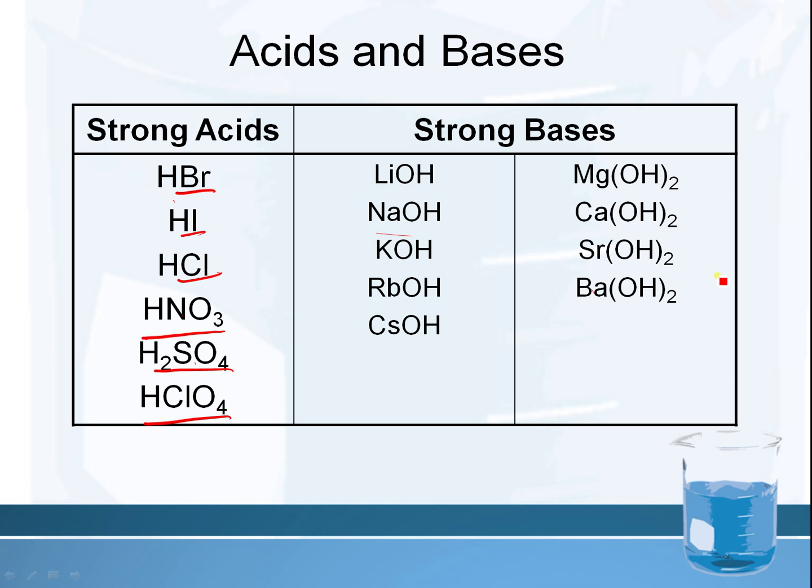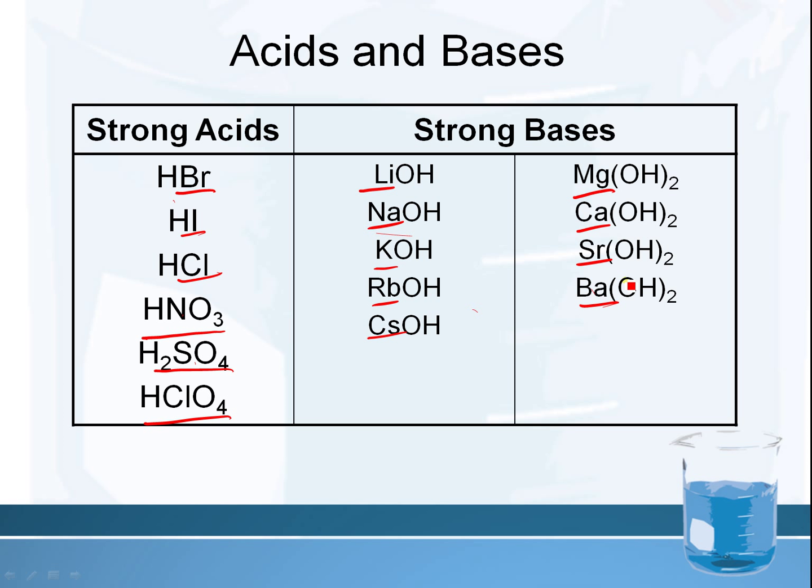For strong bases, there are patterns, and I wrote it like this for a reason. So lithium, sodium, potassium, rubidium, cesium, if you notice, they're all group 1A alkali metals. When they're paired up with hydroxide, they're strong bases. And the group 2A alkaline earth metals, these four, when they're paired up with hydroxide, will form strong bases.